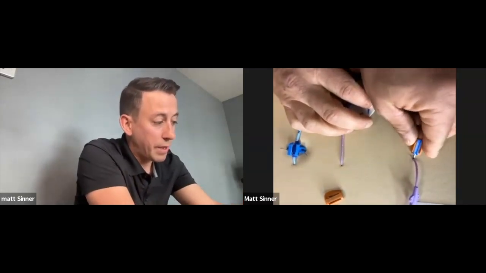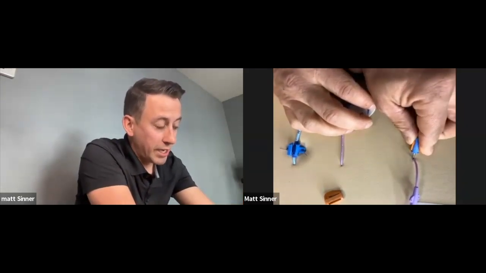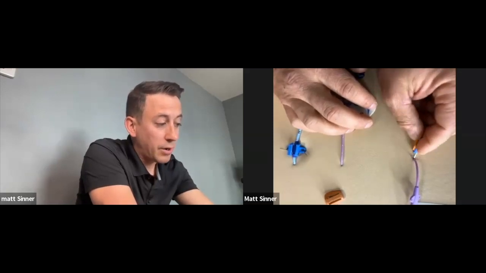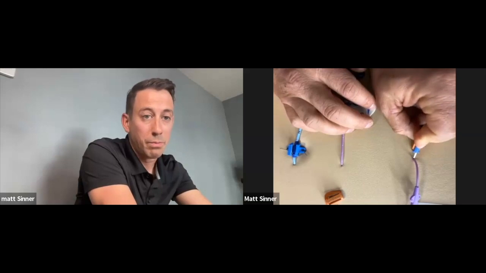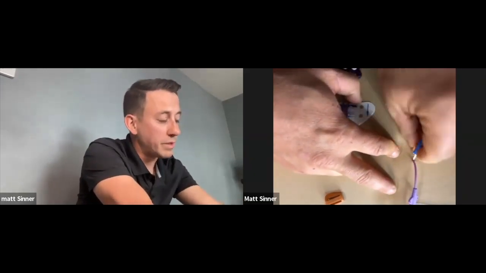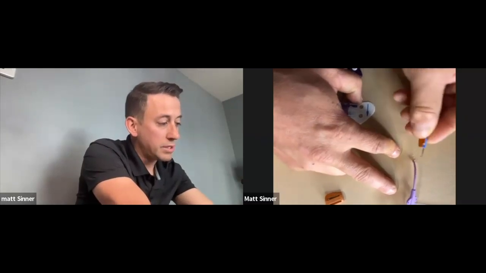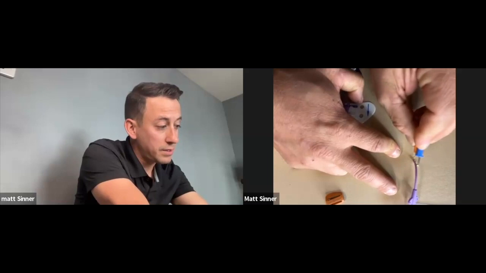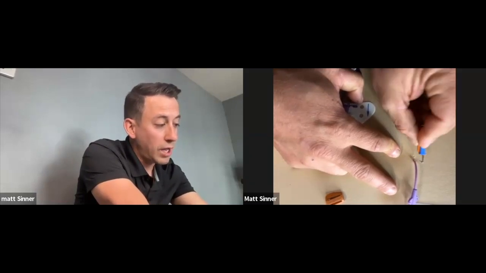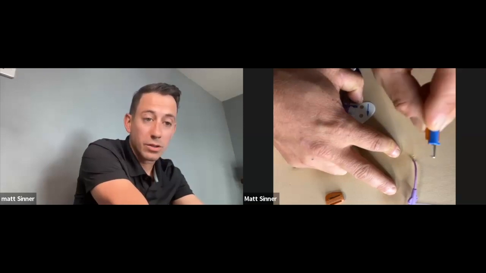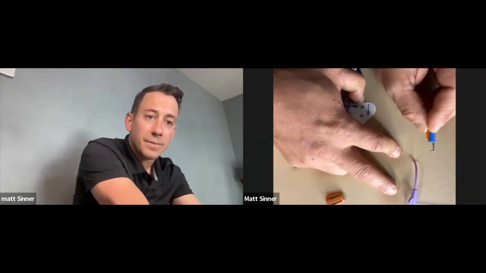When I use the fold method, I'm folding it, making sure that the blue part is as parallel with the skin as I can, and then I'm just pulling up with purpose. That will allow me to remove the device. The reason for being parallel with the skin and pulling up with purpose is so that the feet are aligned with the insertion site, so that it will allow the feet to come up right through the insertion site. Does that make sense?